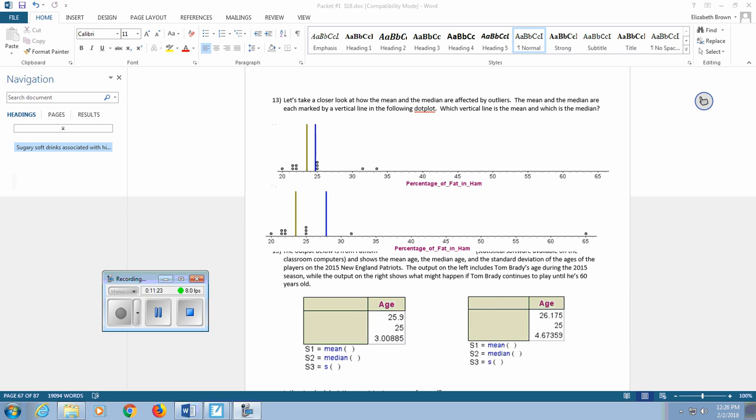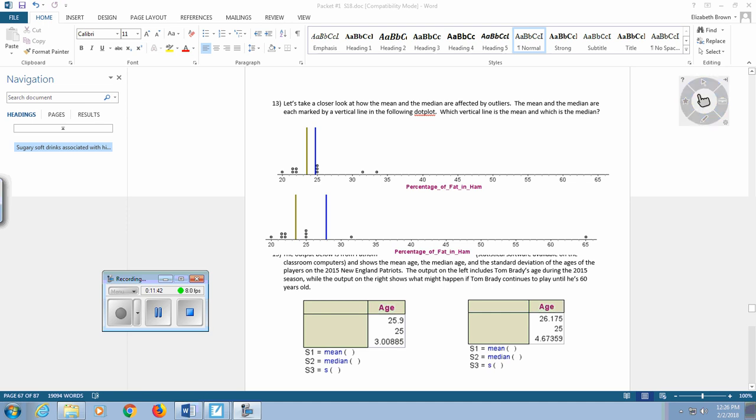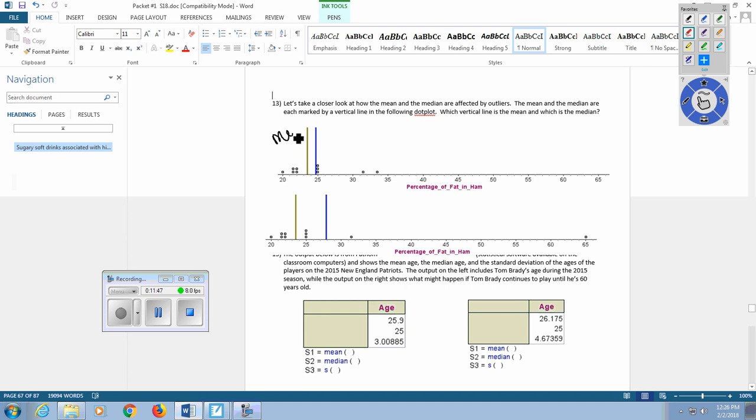So let's take a closer look at how the mean and median are affected by outliers. We have the mean and median marked on the graph here. This is our median, and this is our mean. And we can see that our last data point is right here in the first dot plot.